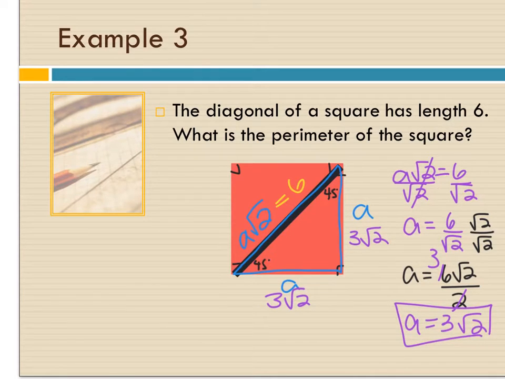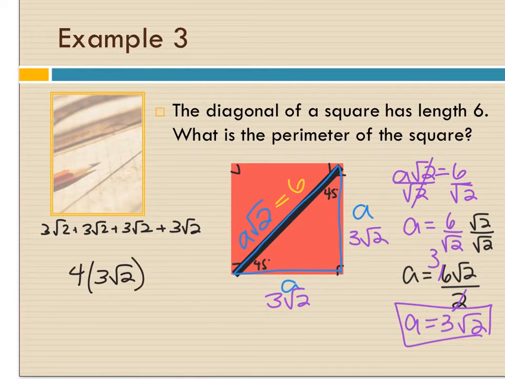What's one way to find the perimeter of any shape? For a square, I'd multiply one side by 4 because there are 4 of the same, right? Any other shape, you would just add them up. So I could say 3 root 2 plus 3 root 2 plus 3 root 2 plus 3 root 2, or I could say 4 times 3 root 2.